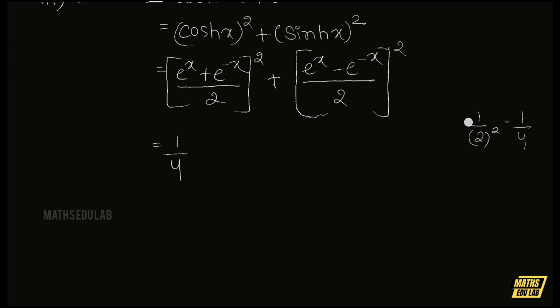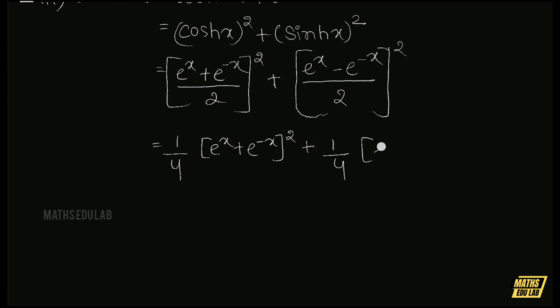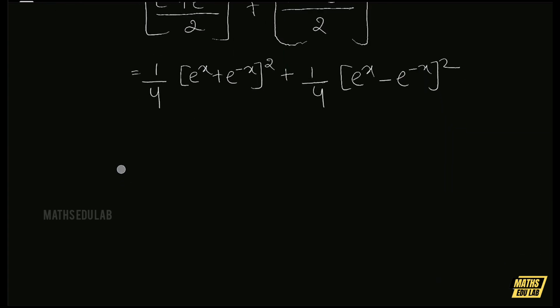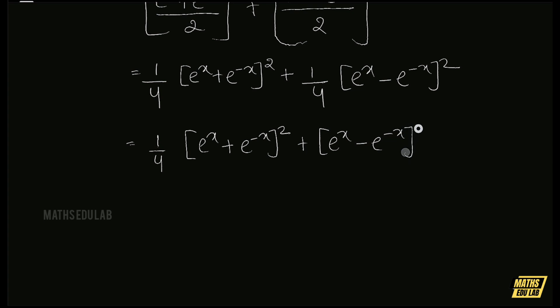So here we can write it as 1 by 4 (e to the power of x plus e to the power of minus x) whole square plus 1 by 4 (e to the power of x minus e to the power of minus x) whole square. Then take the 1 by 4 as common and we get (e to the power of x plus e to the power of minus x) whole square plus (e to the power of x minus e to the power of minus x) whole square.